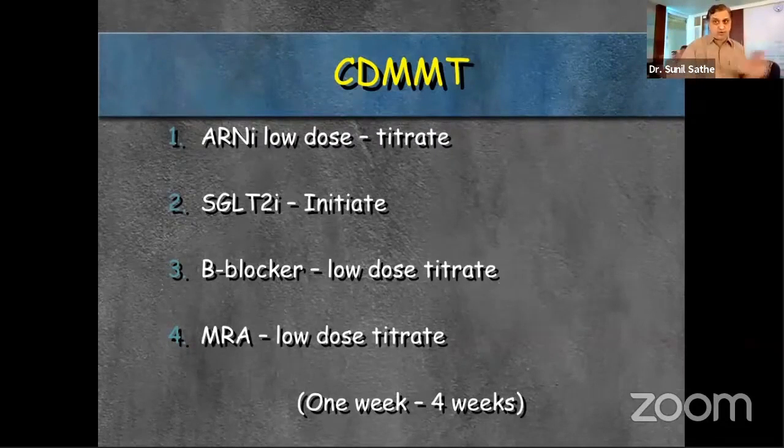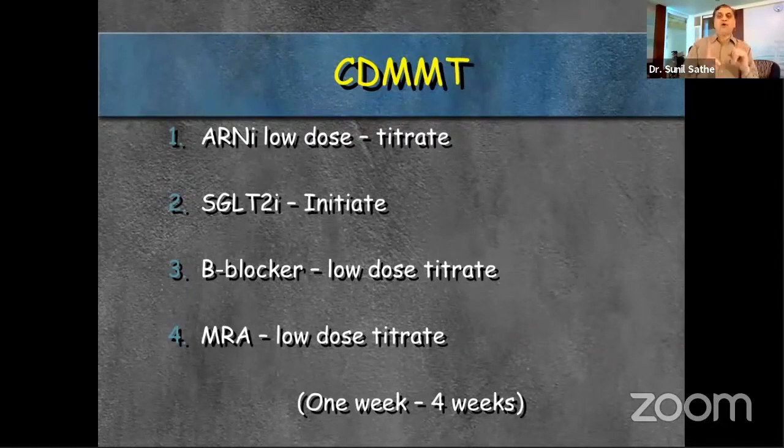SGLT2 inhibitor, initiate, no dose changes. Beta blockers, low dose and titrate very slowly. MRA low dose, not 25 milligram, eplerenone 12.5. So they have given the initial doses also. It depends upon the patient's blood pressure. So this is CDMMT, comprehensive disease modifying medical management of heart failure.